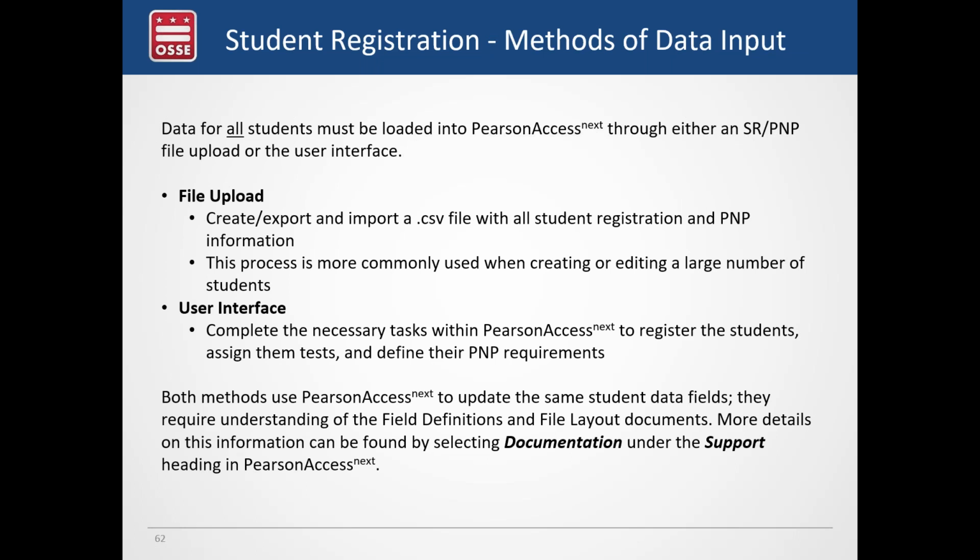Data for all students must be loaded into PearsonAccessNext through either an SRPMP file upload or the user interface. And then we've got some instructions here on where to go for the file upload. And you'll import a CSV file with all the student registration and PMP information. This process is most commonly used when you have a large number of students that you need to import.